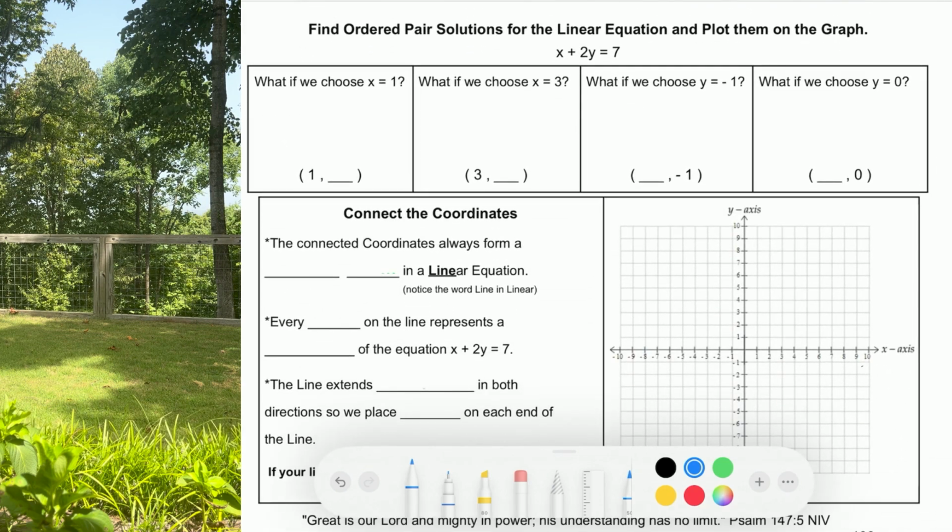So let's look at the first few examples. Find ordered pair solutions for the linear equation and plot them on the graph. So we're going to use this equation right here to solve all four of these boxes. So I'm going to write that equation in all four, just so we have that already done for when we start to solve.